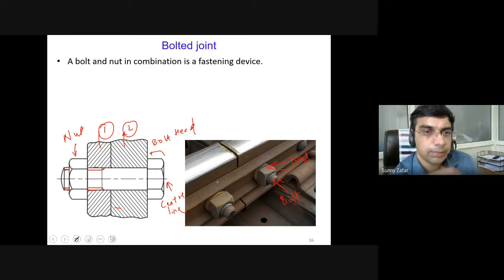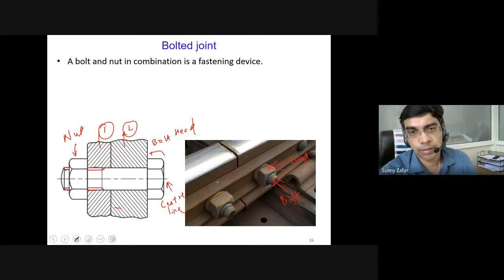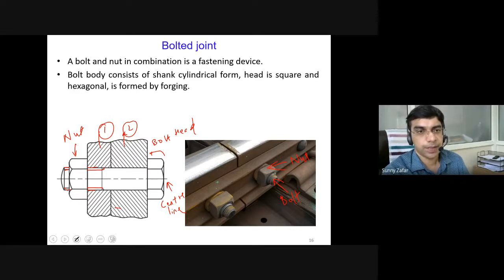So the bolt and nut combination is one of the most popular ones we have already known. We have already studied this, and it is used in combination as a fastening device. A bolt consists of a shank in a cylindrical form, containing the helix or the threads, which are external threads, of course. And the head of the bolt can be either square or hexagonal. Most commonly the hexagonal head is used.